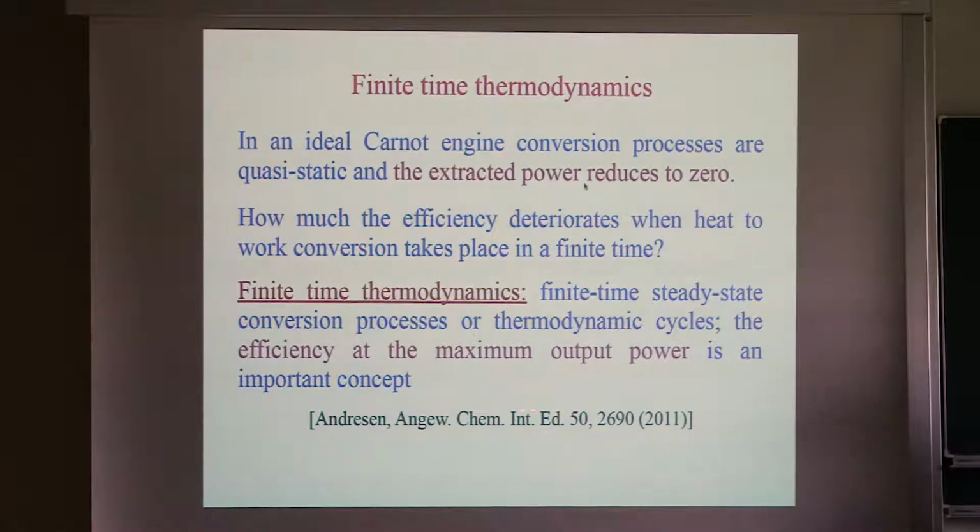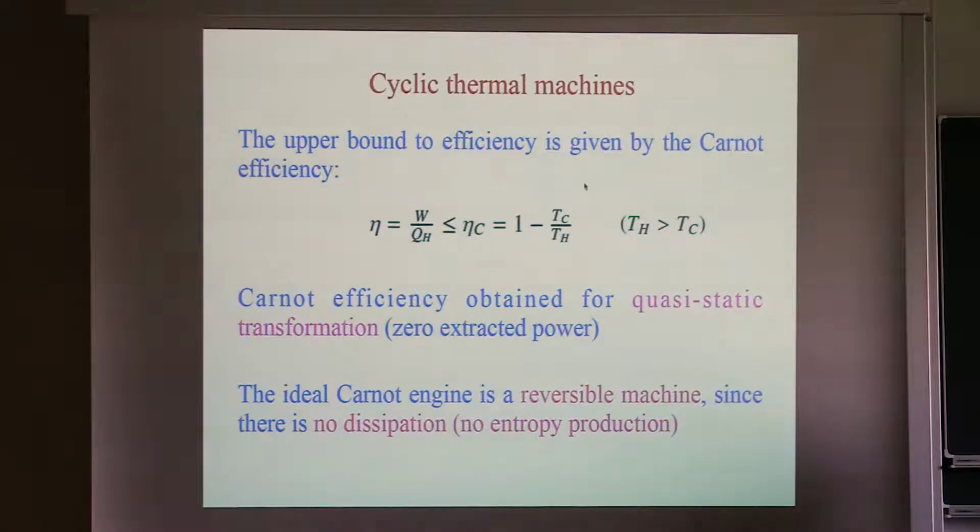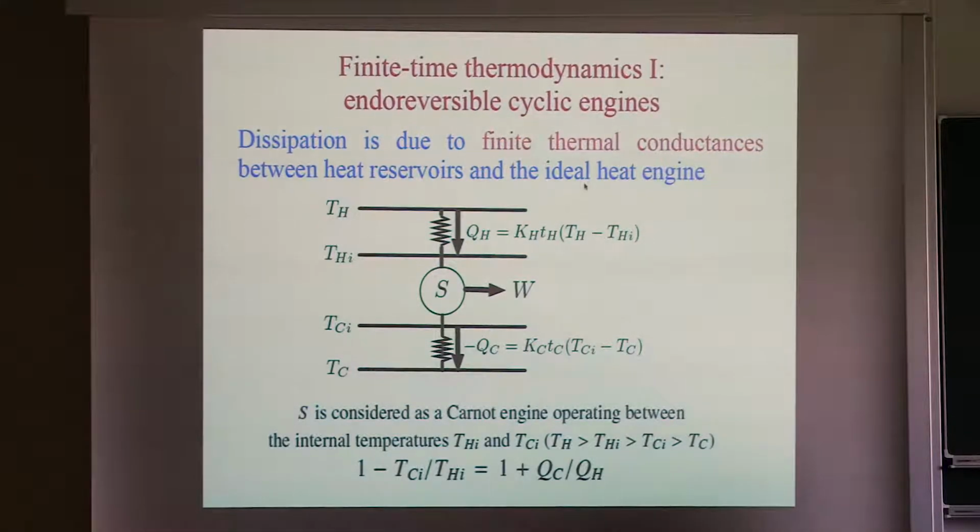This is just a review paper if you are interested in this field. So we can start by considering Carnot efficiency with two reservoirs. The Carnot engine is a reversible machine, so there is no dissipation. By that I mean that if you consider one cycle, the total entropy production in that cycle is equal to zero. So it's reversible. Now we want processes that take place in finite time.